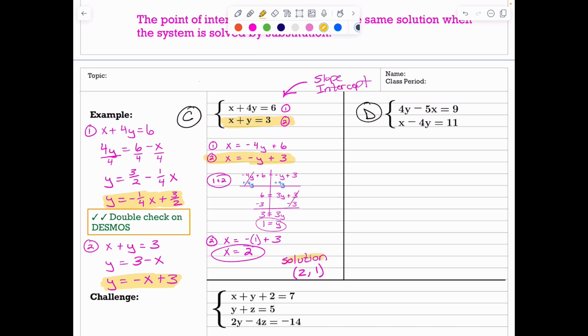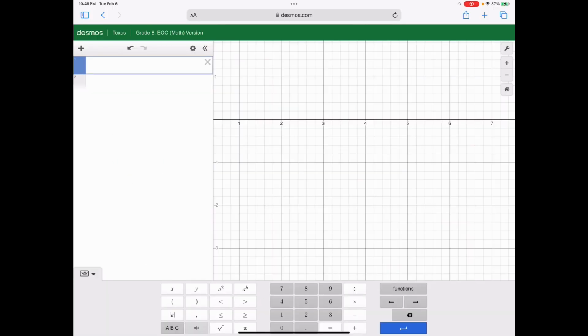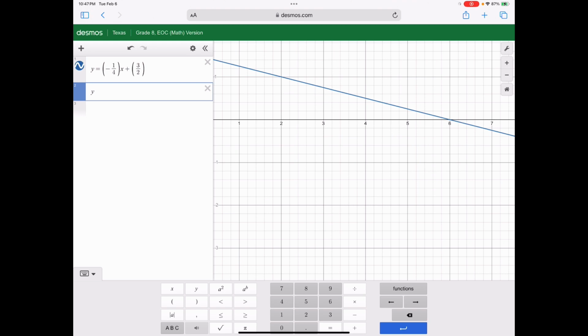All right, our solution is 2, 1. That's what we're checking in Desmos. So I have my 2 equations ready to go. They are Desmos friendly. The first equation equals, and the slope is a fraction, so I gotta remember x divided by 4. Plus, the y-intercept is also a fraction, 3 divided by 2. Okay. Second line, y equals negative x plus 3.